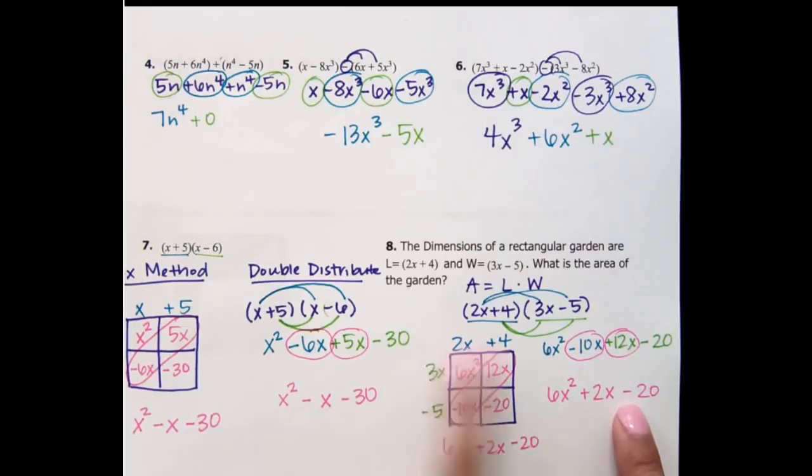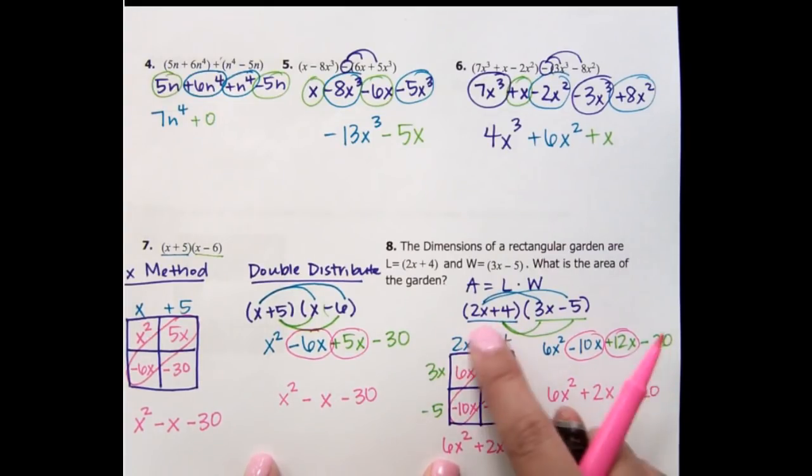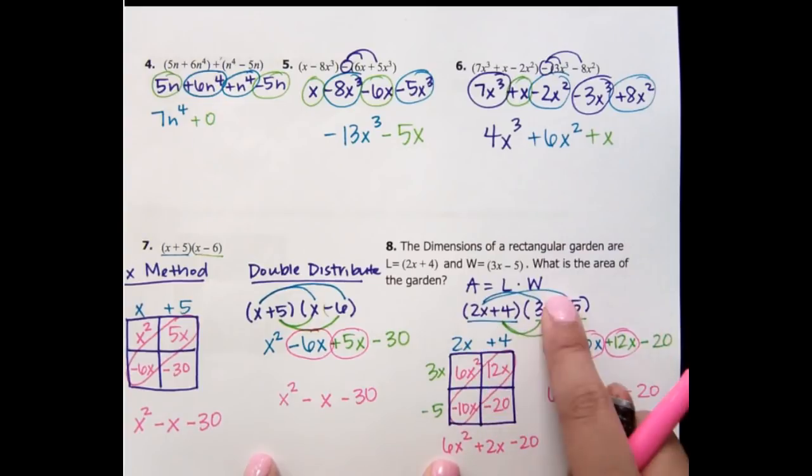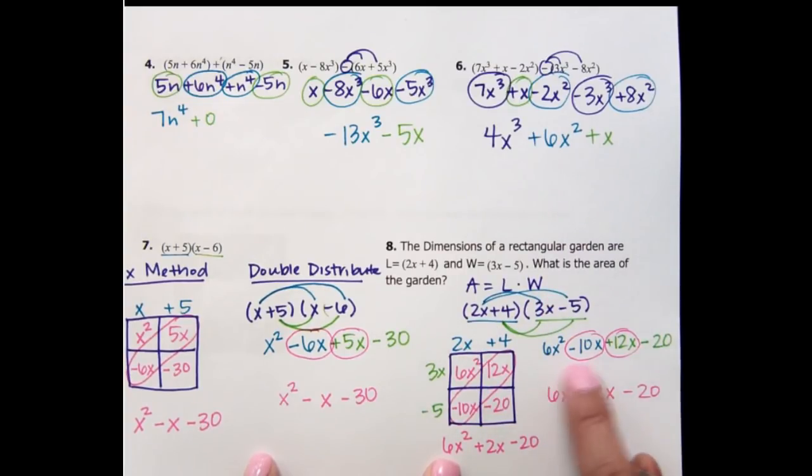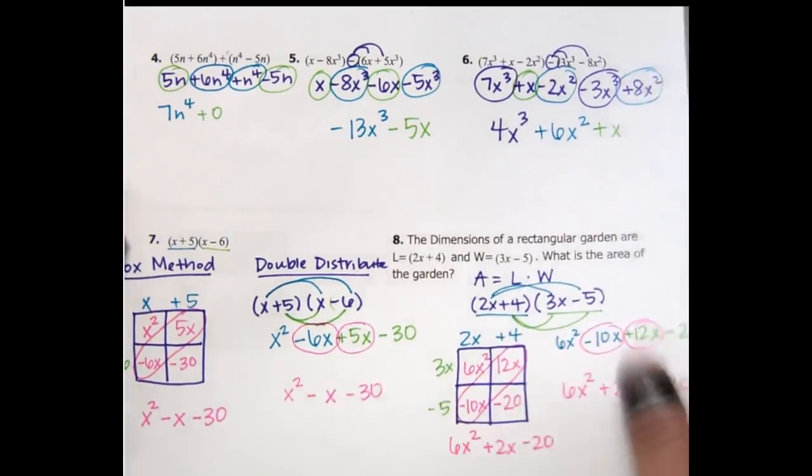If you like the box method, set up your box. Multiply to fill in your 4 squares. Combine like terms. Write it in standard form. If you like to double distribute, make sure that you distribute both things into the second set of parentheses. And then if you set it up correctly, your like term should be in the middle. Combine those. Make sure it's in standard form. So the next page.